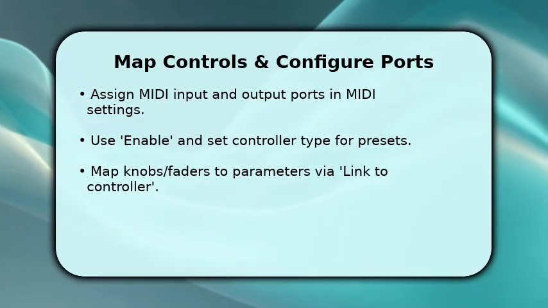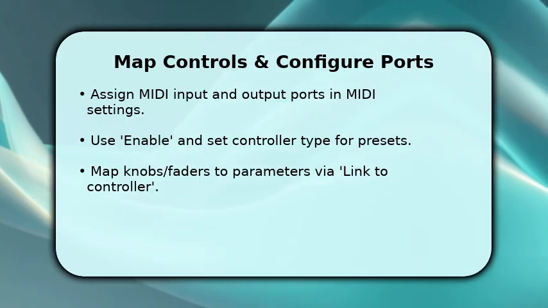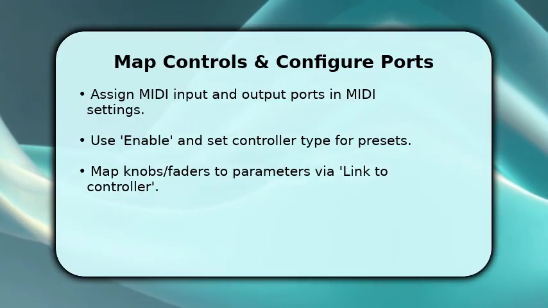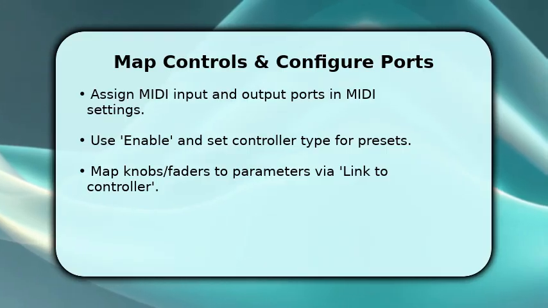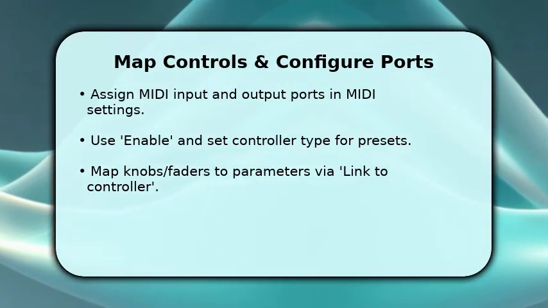To map, right-click a knob or slider in FL Studio, pick Link to Controller, then move the physical control. FL Studio captures the CC and port automatically. Make sure to save mappings as a template so you don't repeat this step every session.